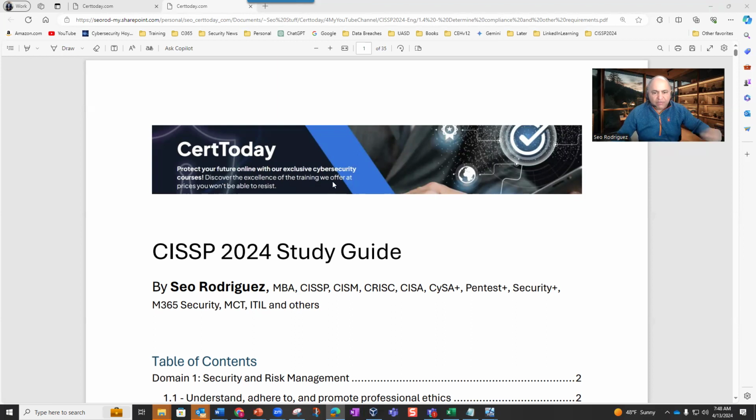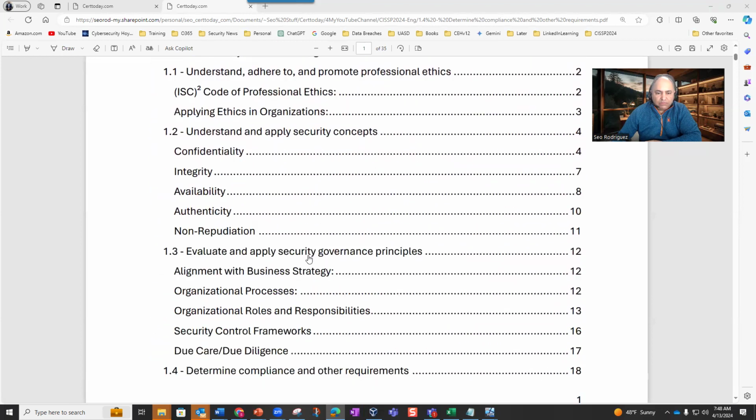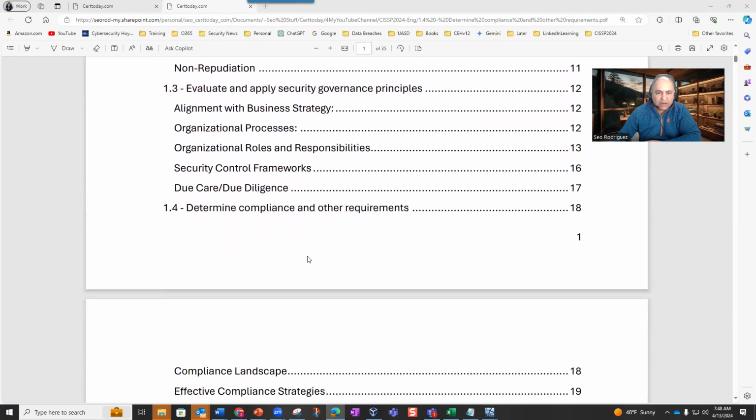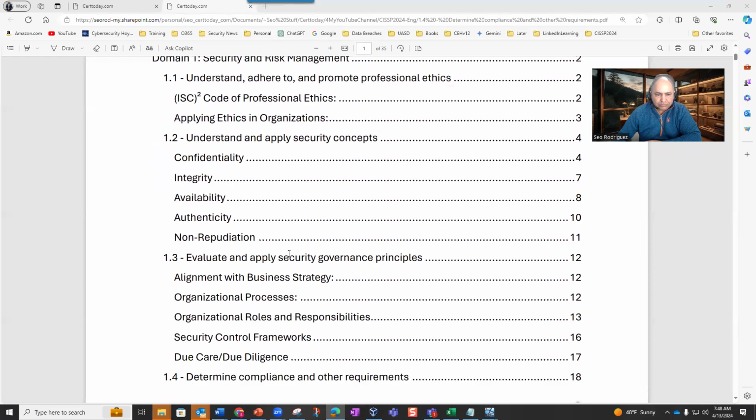A cup of coffee, getting ready for another lesson on our journey to the CISSP 2024 study guide.